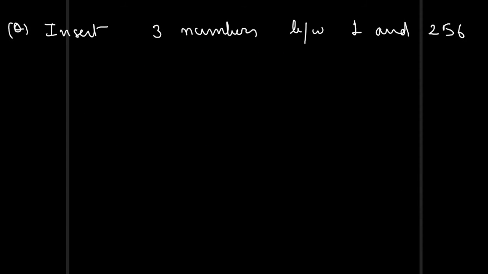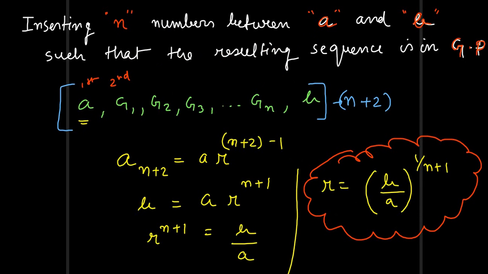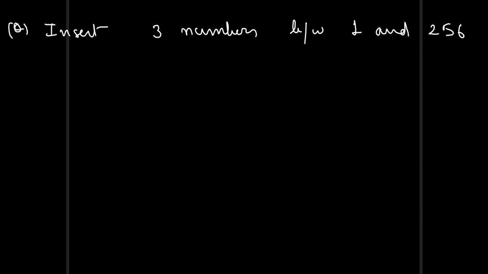Now I hope this is clear, this is the general method of how we can insert n terms between two numbers and finally get a GP sequence. Now we can go to an example and make it more clear.